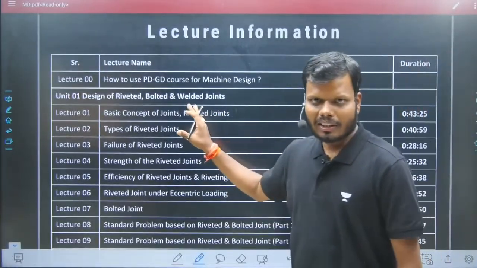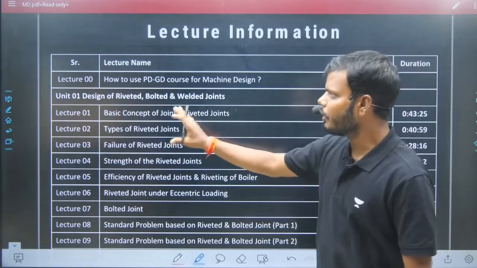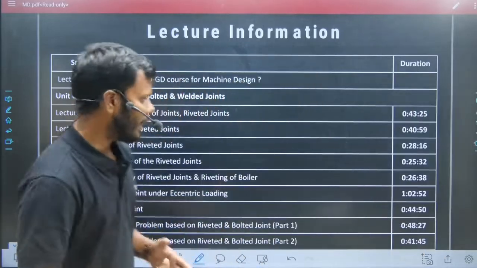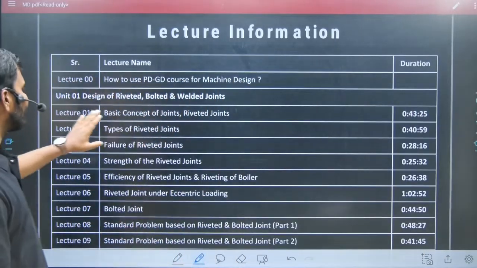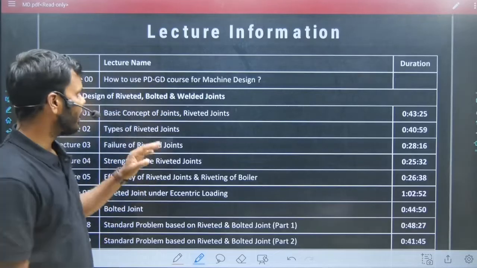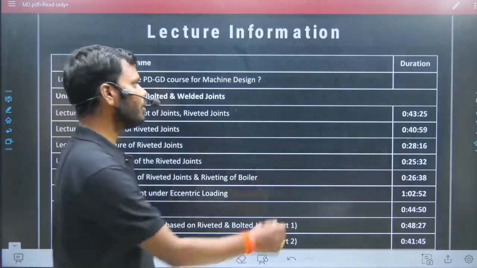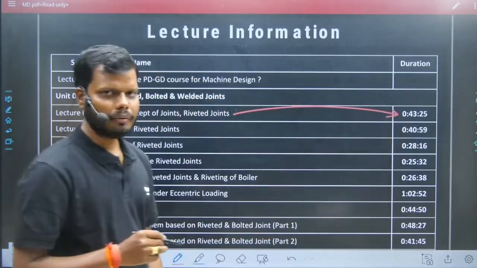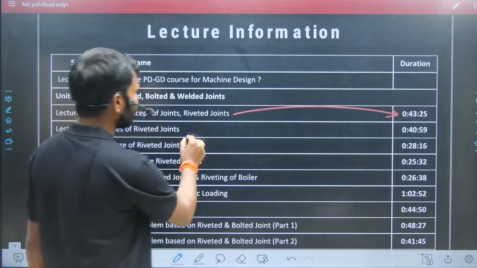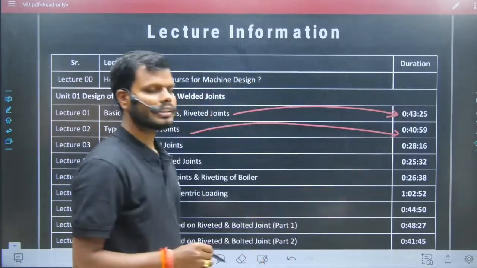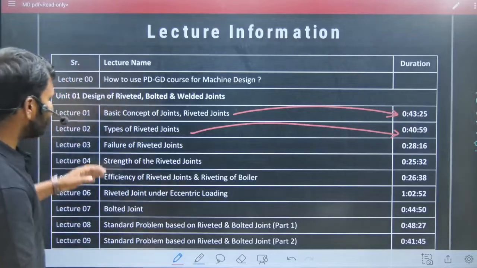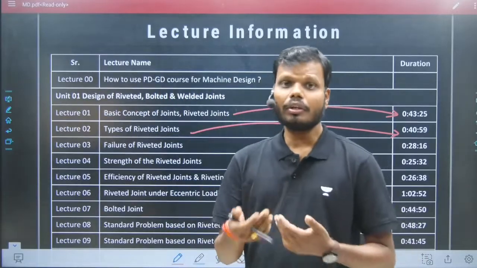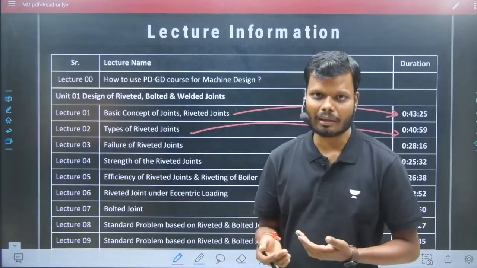Lecture information is given. Unit 1 covers the design of riveted, bolted and welded joints. In lecture 1, basic concepts of joints and riveted joints will be covered in 43 minutes 25 seconds, and types of riveted joints will be covered in 40 minutes 59 seconds. All these important topics will be covered in optimum time, which is very useful for GATE and many more examinations.